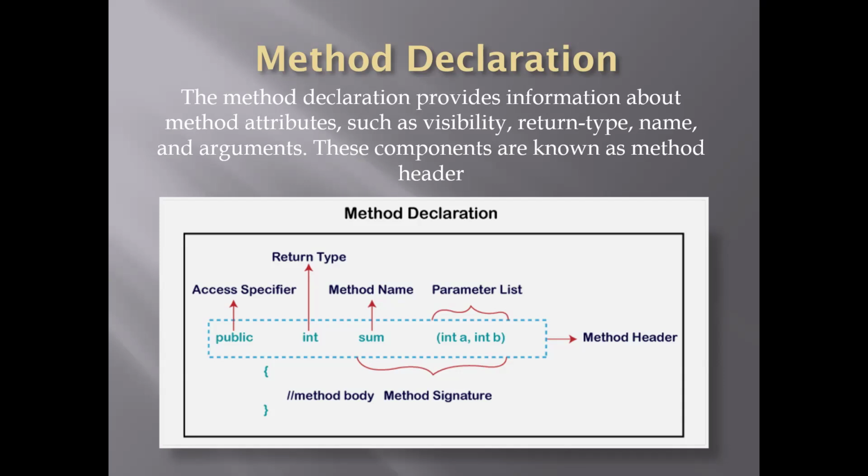What is the third part? We are done now with the access specifier and return type. What is the third one? The third one is a method name, the same as we have in a variable. Each variable should have a variable name. Same in methods or functions, we should have a method name. You can give it any name, but it should be meaningful. Try to choose a name related to the task performed by this method.